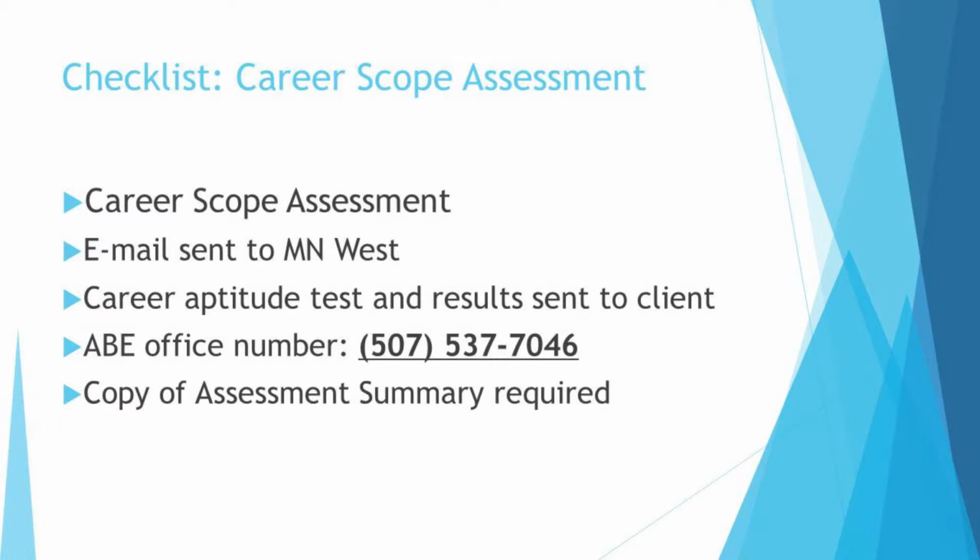The Career Scope Assessment is done by Minnesota West Technical College. The ABE instructor will forward the email address provided by the student to the Minnesota West Campus Student Services Advisor. Each student will receive an email from the Student Services Advisor with a username and password, along with instructions on how to access and complete the Career Scope Assessment. If the student has not received this information in 4 to 5 business days, they should contact the ABE office for further assistance at 507-537-7046. A copy of the assessment summary, usually about 5 pages at the end of the assessment, is required for the student's ABE file as proof of completion.